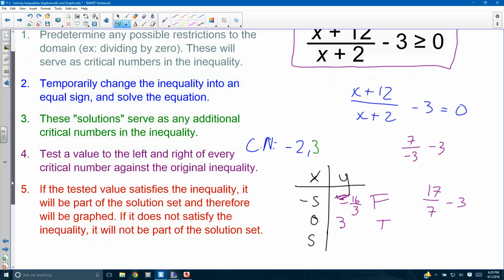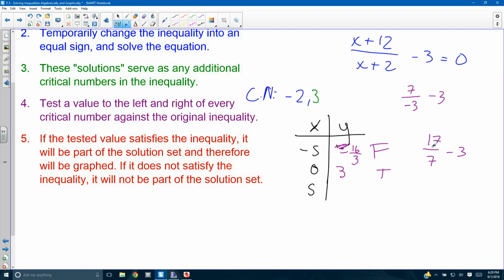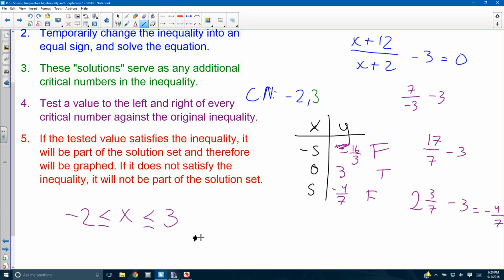This might be one that you have to be very careful of. 17 over 7 is a little more than 2. It's 2 and 3/7, right? 2 and 3/7 minus 3. Okay, well that's going to be a negative number. That's -4/7. -4/7 is less than 0, so it is false. So, which values will work? X can be between -2 and 3, the critical points, including -2 and 3. All right, let's go ahead and graph it.